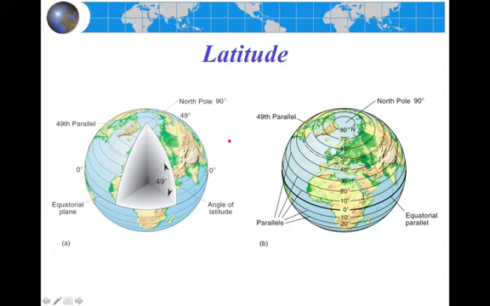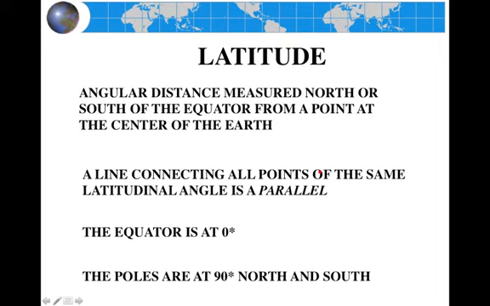Lines that connect points of equal latitude are called parallels. So it's parallels of latitude. Equator is 0, North Pole is 90. Okay, so again, know that, burn that into your brain. Angular distance north or south of the equator, a line connecting all points of the same latitude is a parallel. The equator is 0, and the poles are at 90 degrees north and south. Since we are in the northern hemisphere, we're going to spend a little more time talking about things in the north as opposed to the south. So kind of keep that in mind too as we go along.